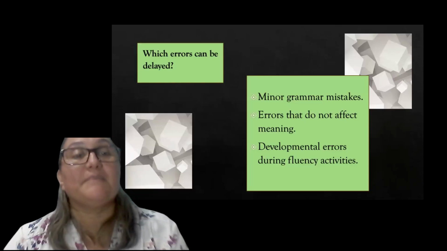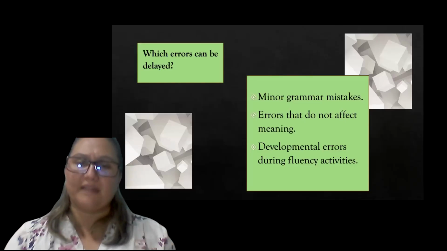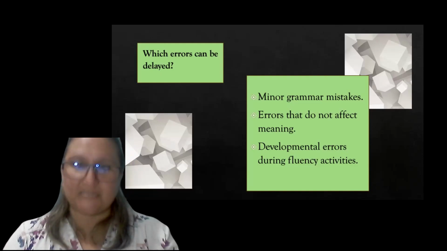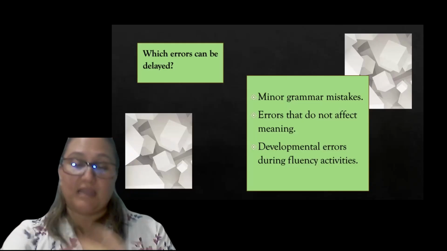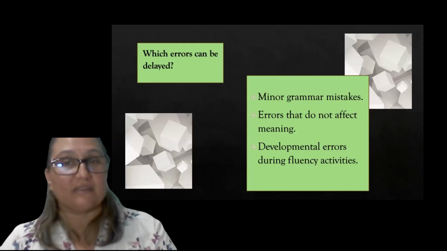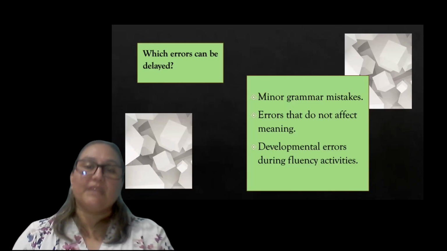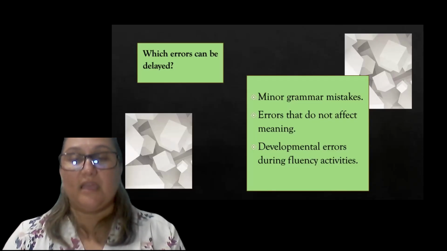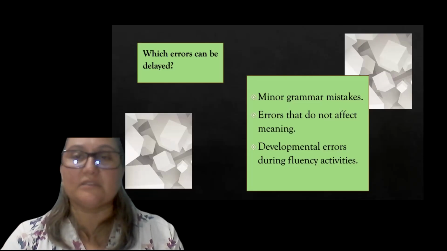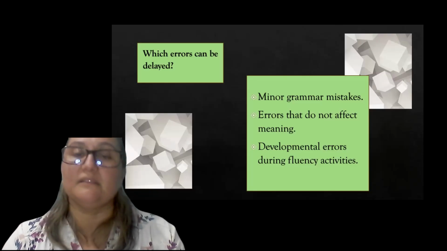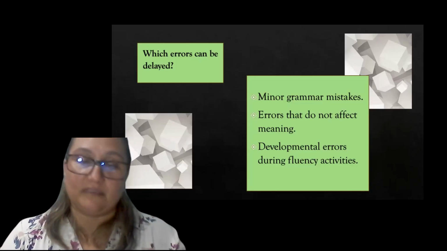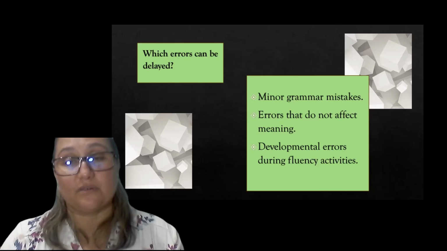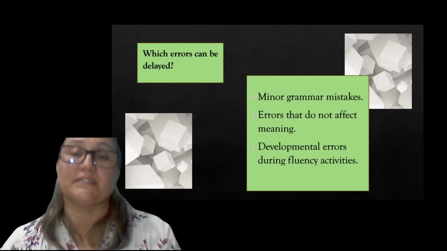Which errors can be delayed? There are some errors we can wait on until the student finishes something, and then tell them, oh, look, I took some annotations, you can get better in this. For example, minor grammar mistakes. If the student is doing a reading, maybe we can underline the words that he misspelled, wait until he finishes the reading and say, oh, look, these are the words you misspelled. So let's practice a little bit.